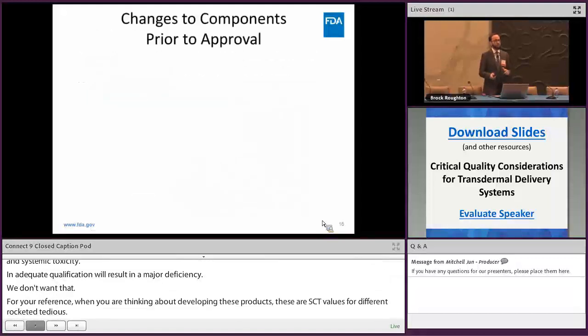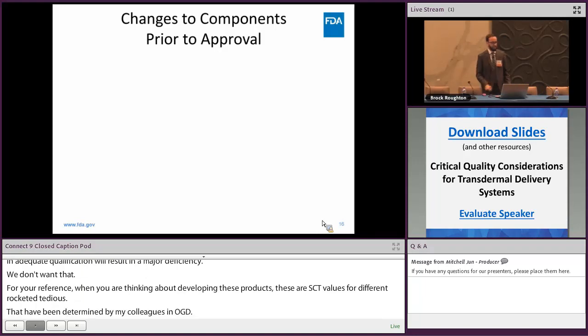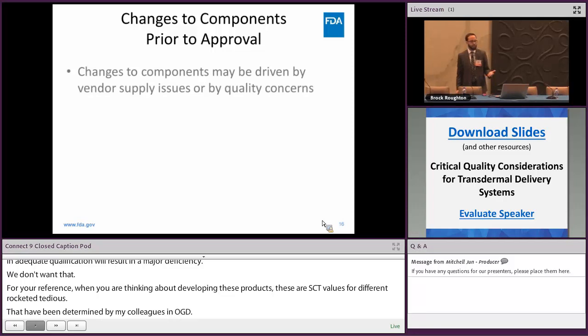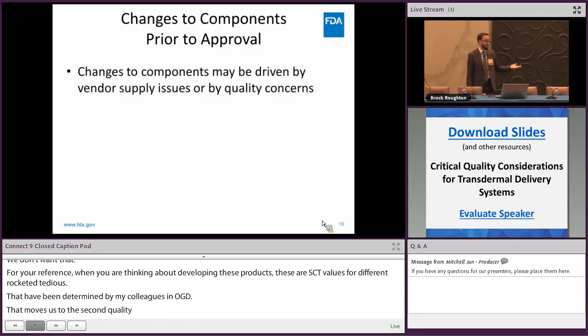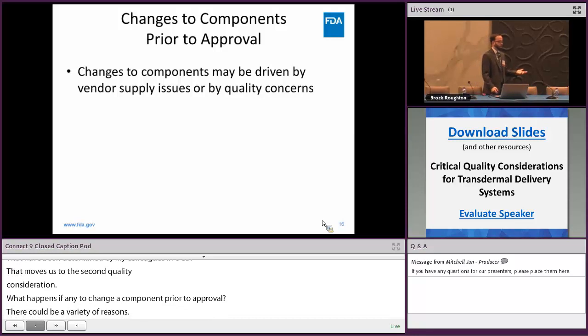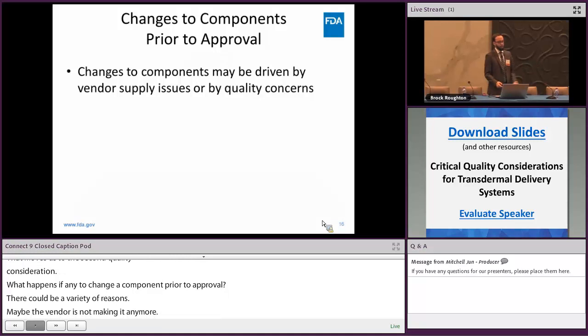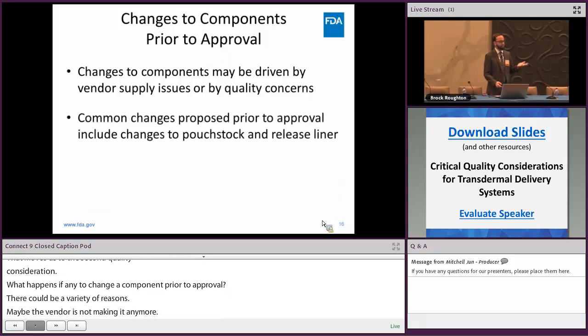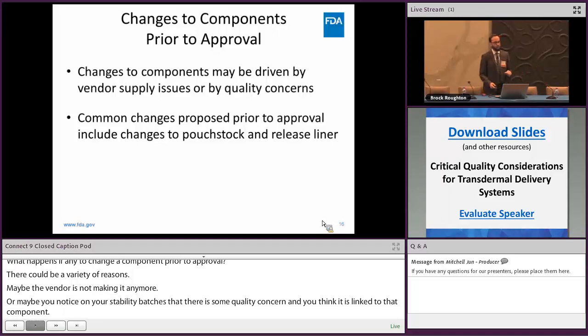Okay, so that moves us to the second quality consideration, and that is what happens if I need to change a component prior to approval. So there could be a variety of reasons for this. Maybe the vendor's not making it anymore. Or maybe you notice on your stability batches that there's some quality concern and you think it's linked to that component. A lot of times we see changes because of a pouch stock needing to be changed or a release liner. So I'm going to walk through some different examples for that.